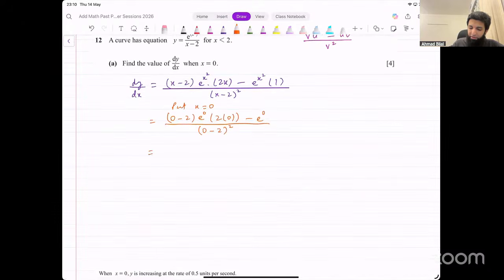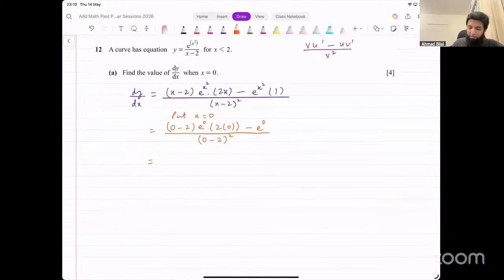Now let's simplify this. In the numerator, we've got 0. This whole thing is 0, right? Minus 1. So minus 1 divided by minus 2 whole squared, that's 4. That's minus 1 over 4. These are easy 4 marks. That's all that you have to do in this.